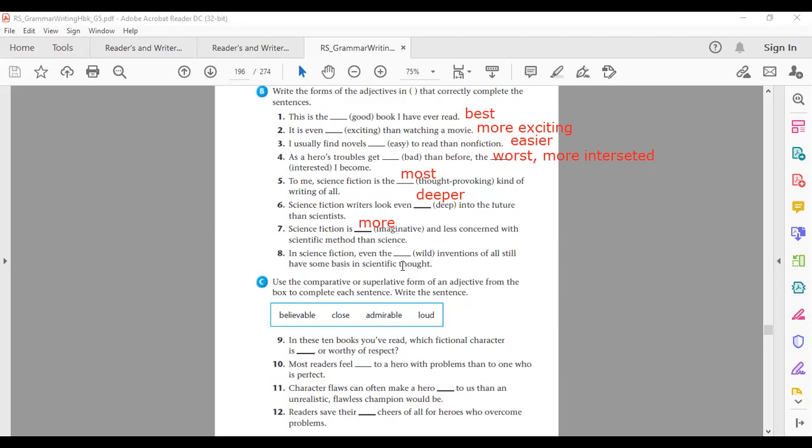In science fiction, even the wild inventions of all have some basis in scientific thought. Wild. What should I make it? Most wild. Wilder. Wildest.